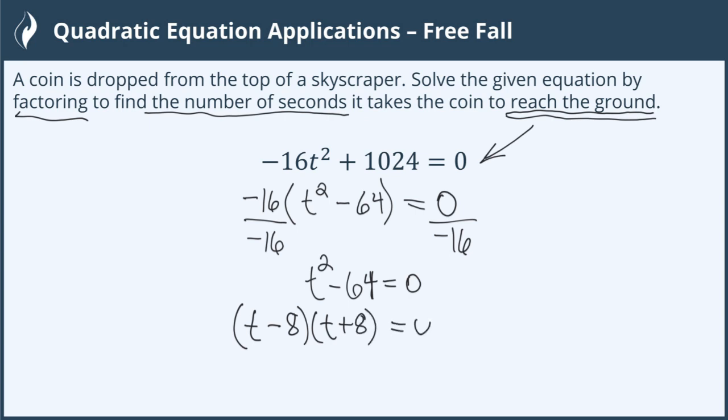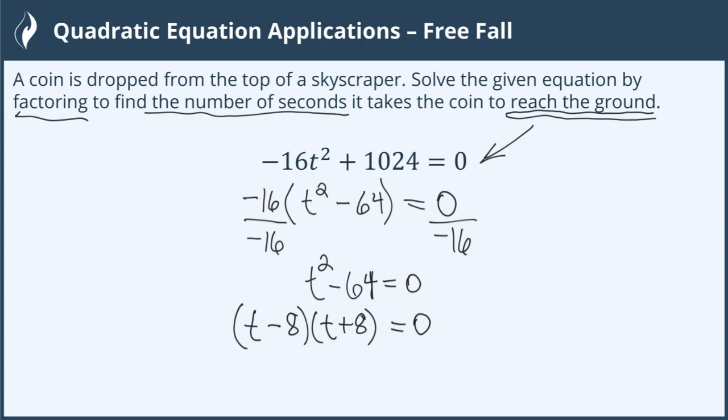Still equals 0. And let's go ahead and check it real quick. T times t gives us a t squared. We have the same binomial except for the sign in the middle, so we know our middle terms will cancel. And then we know negative 8 times 8 will give us the negative 64. So we're on the right track.